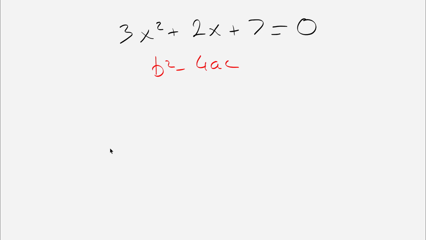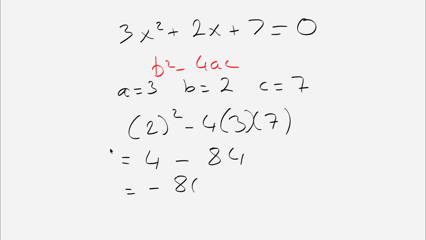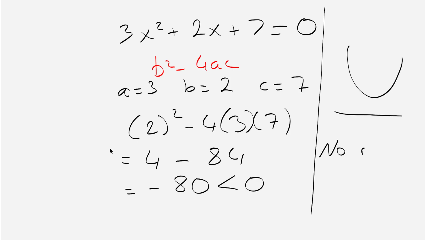So once again, in this example, a is 3, b is 2, and c is 7. So my b squared minus 4ac is going to be 2 squared minus 4 times 3 times 7. So that's going to be 4 minus 4 3s are 12 by 7 is 84. So that equals minus 80. Now minus 80 we know is less than 0. Therefore this particular equation will have no real roots, or sometimes, as you've already seen, we call that imaginary roots.